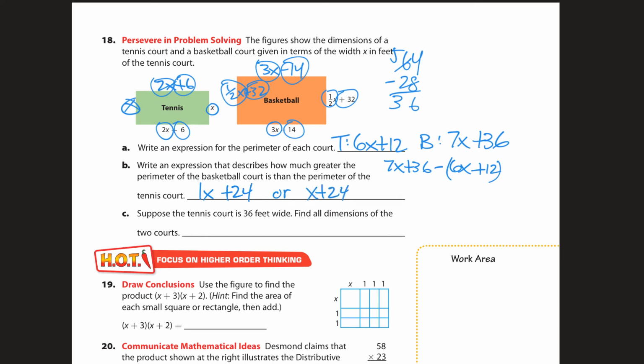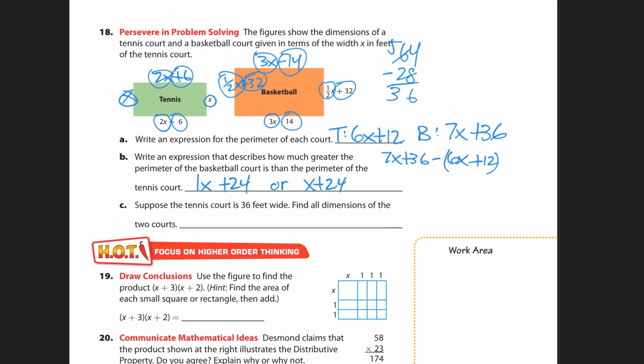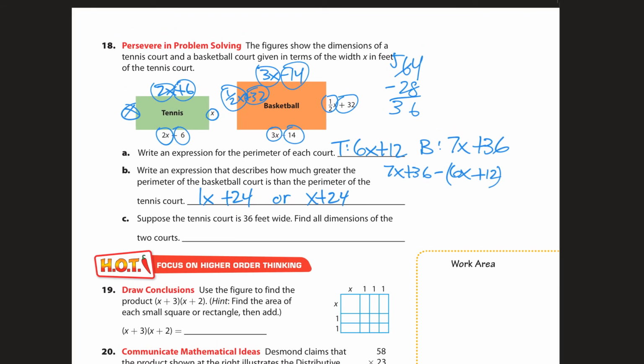Suppose the tennis court is 36 feet wide. Find all dimensions of the two courts. Suppose that it's 36 wide. Okay, let's do this. So it's 36 wide. So, oh, no, wide would be, I believe, this way then. So 36 feet wide. Okay, so I'm going to erase a bunch of stuff here and figure that out.